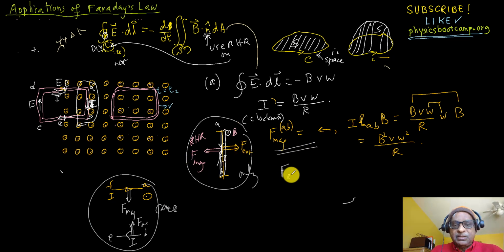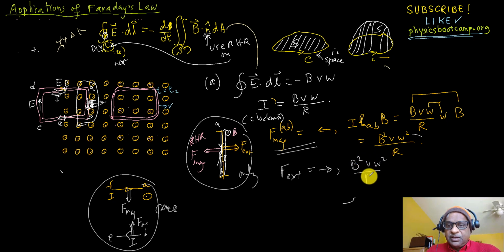So the external force that I need is in that direction, and has to be equal to this B squared V W squared over R in magnitude. So that's the answer for part A.